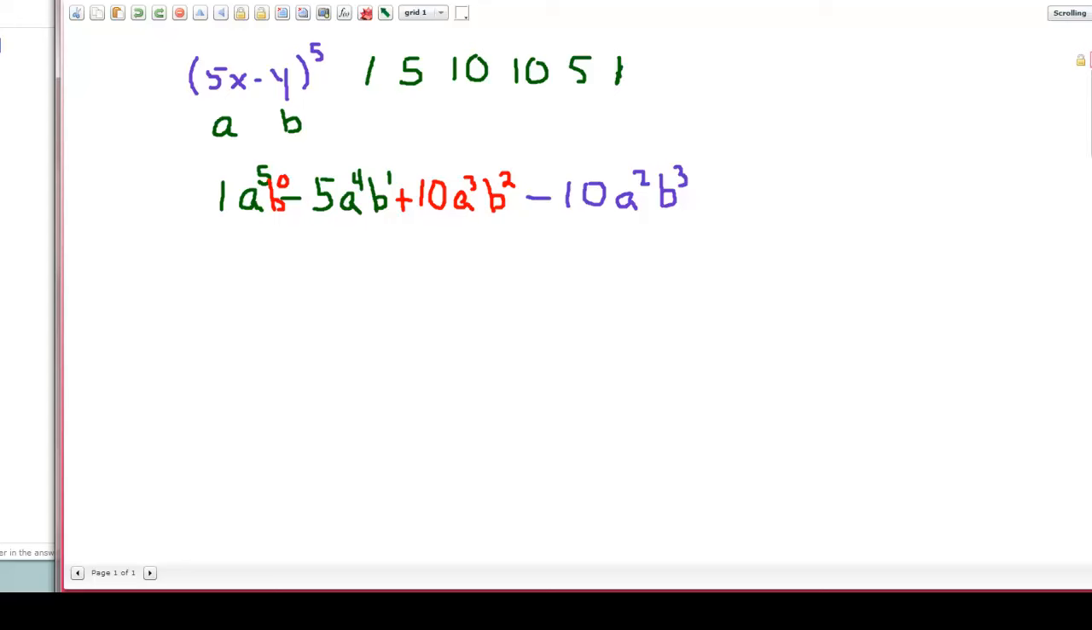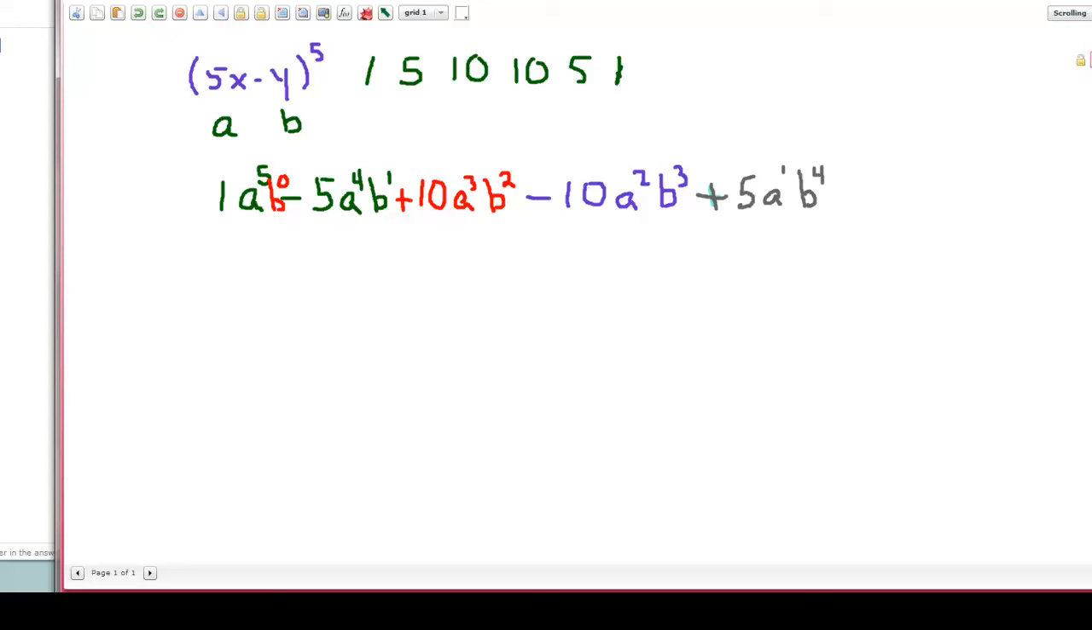All right, we'll grab another color to keep emphasizing, alternating here. And next, we're going to have a plus. Oh, that was a bad color. That one can probably barely be seen. There we go, that's better. We have a 5. The A is now down to 1. The B is now up to 4 for an exponent.